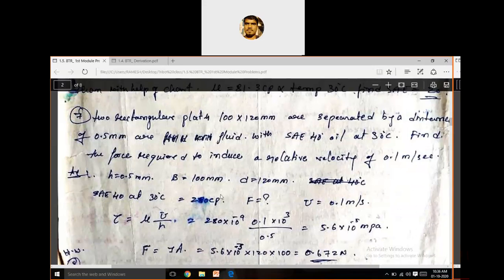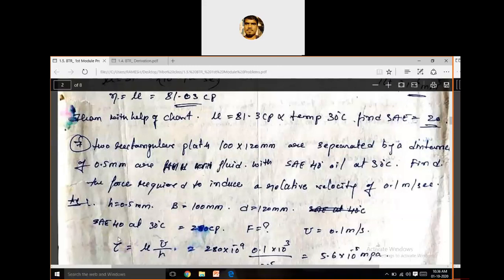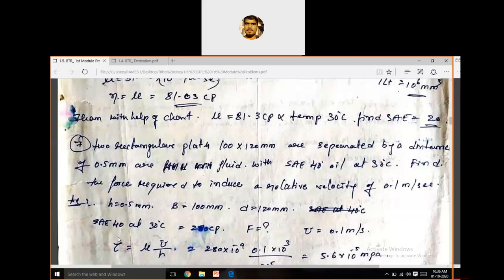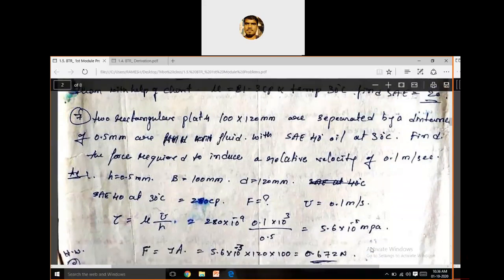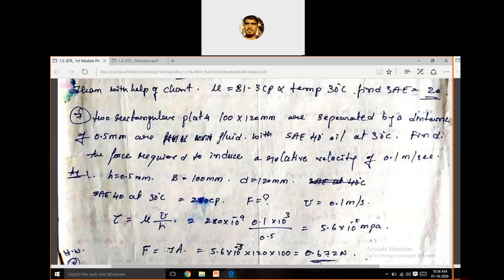First you have to find the shear stress, so that it gives the force. We know that shear stress is equal to mu U by H, where U is velocity, H is thickness, and mu is viscosity. We know all the values, so substitute. Finally, we get shear stress tau equal to 5.6 times 10 to minus 5 megapascal. Force is stress into area. So stress tau and area, 120 into 100. If you substitute and simplify, you will get the final force, 0.672 Newton. That much force is required.